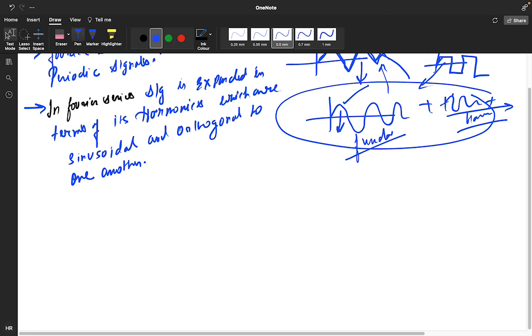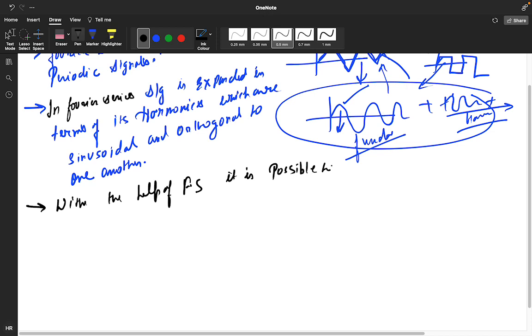With the help of Fourier series it is possible to calculate several things. So write it down: with the help of Fourier series it is possible to calculate, that means its applications are these. Why are we doing the Fourier series? For calculations of these things. And what are the calculations?